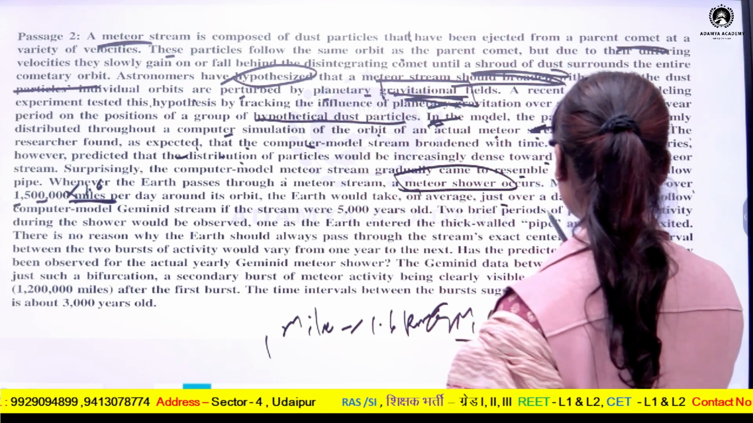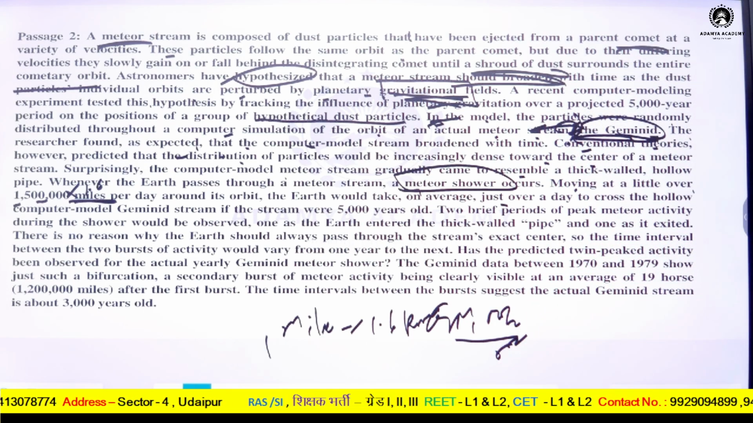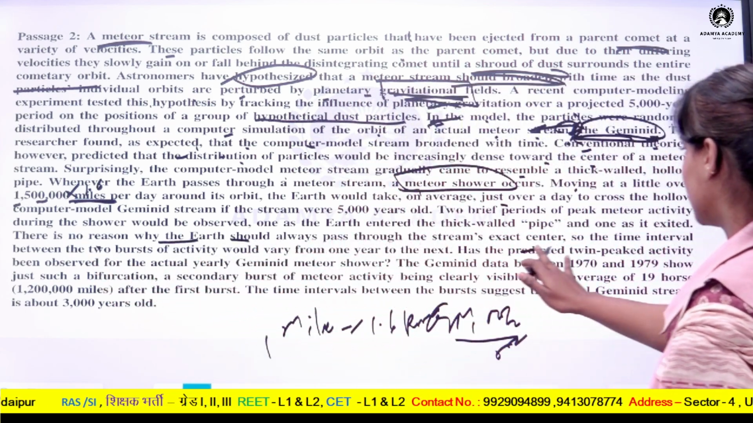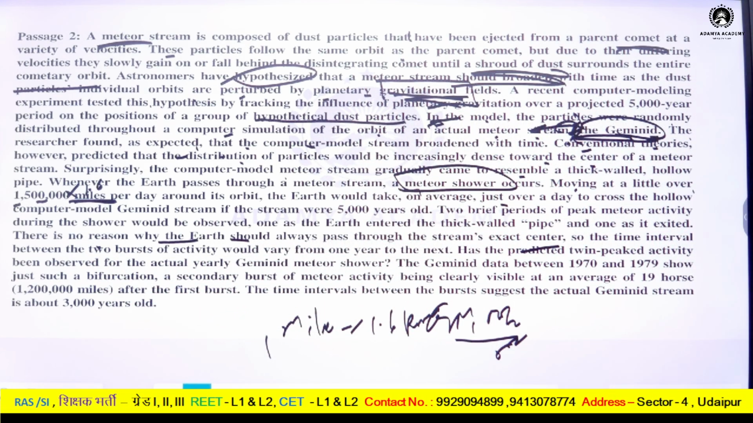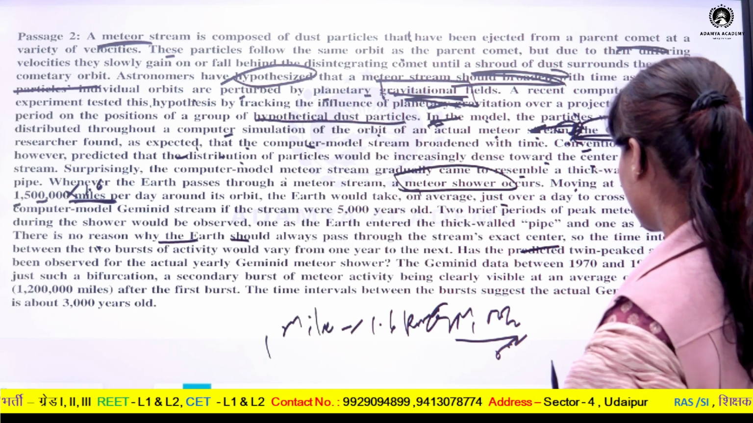Two brief periods of peak meteor activity during the shower would be observed, one as the Earth entered the thick-walled pipe and one as it exited. There is no reason why the Earth should always pass through the stream's exact center, so the time interval between the two bursts of activity would vary from one year to the next.